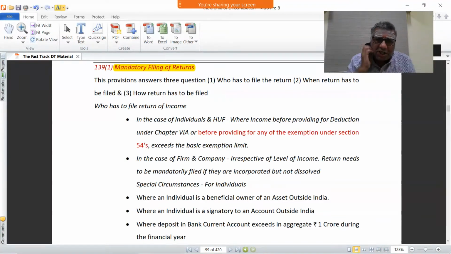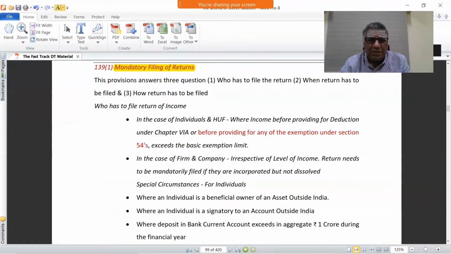The first section answers three questions for us. Who should file, when should they file, and how should they file? Repeating, Section 139 answers us 3 questions. Who should file? When they should file? And how they should file. The third question is not an examination or questionable. It is purely practical. Which income tax form they should use depends upon the nature of income.